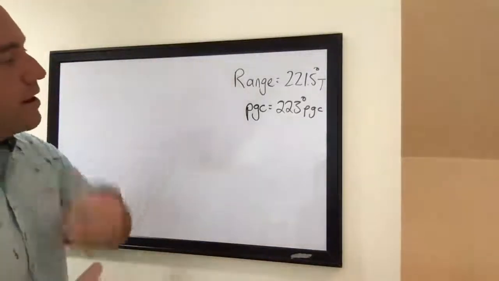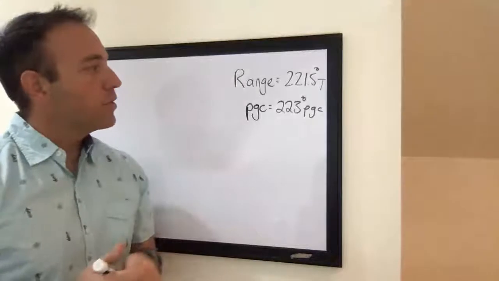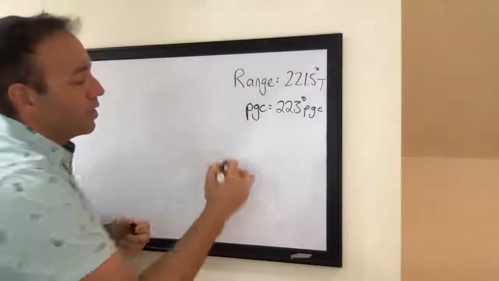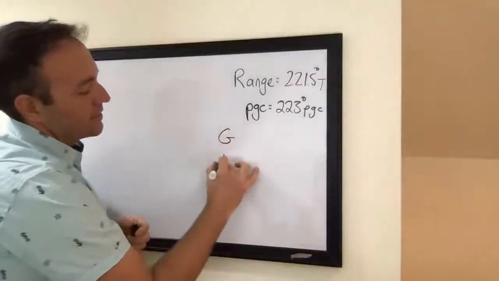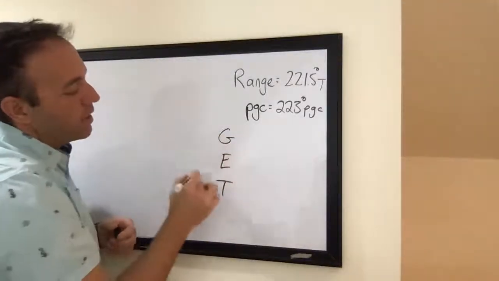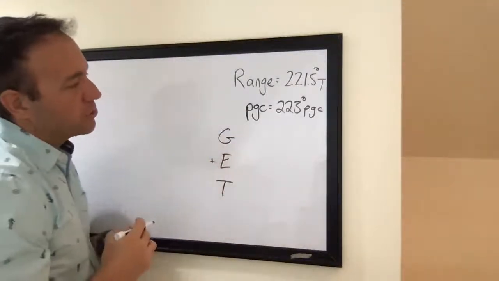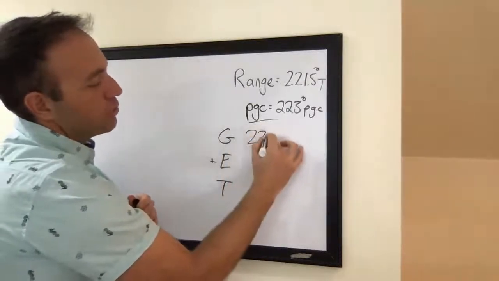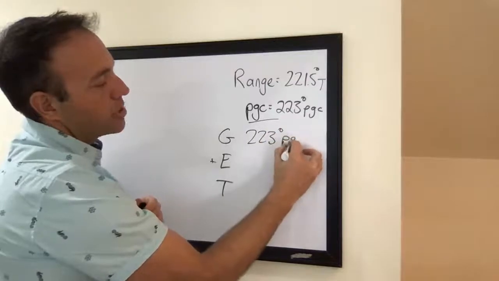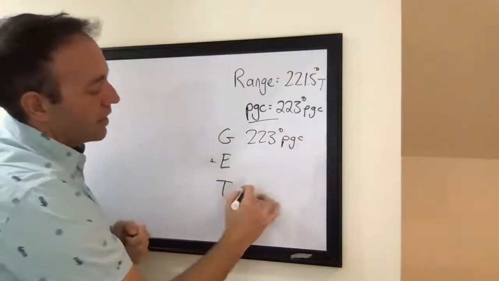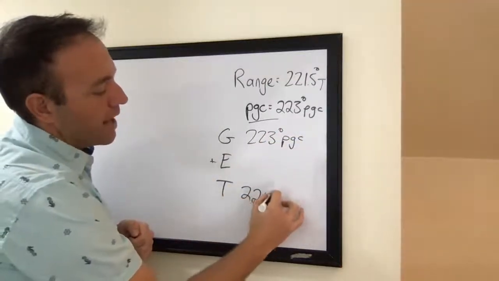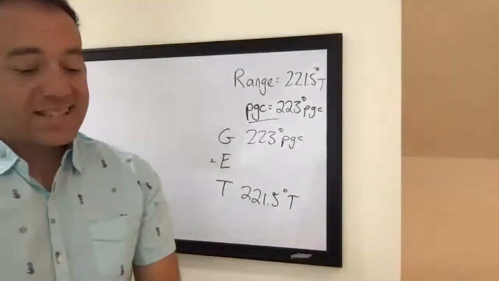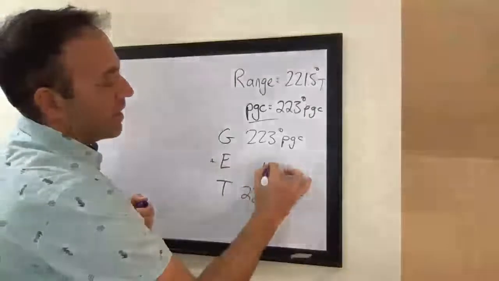So we have a true bearing from a range. We measure it with our gyro, and we want to know what is the gyro error. Well, the thing to remember here is GET. Gyro plus easterly error equals true. So let's plug in what we know. The gyro was 223 per gyro compass. The range was 221.5 true off of a chart. So what's the difference? The difference is 1.5 degrees.